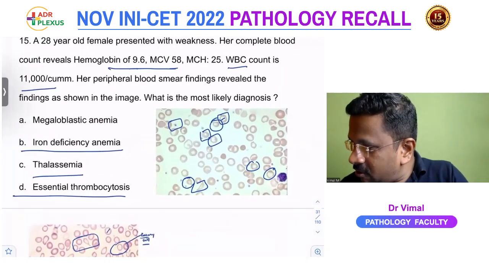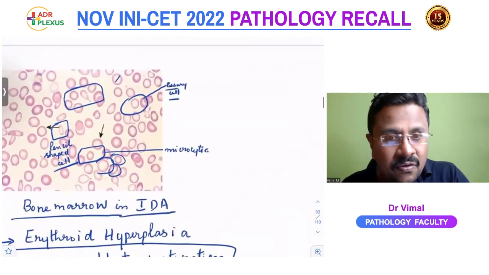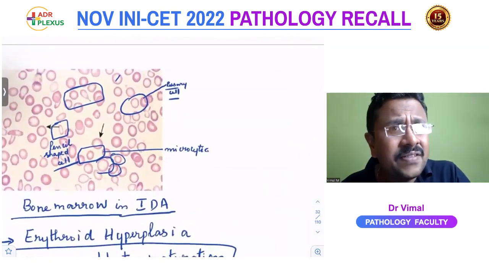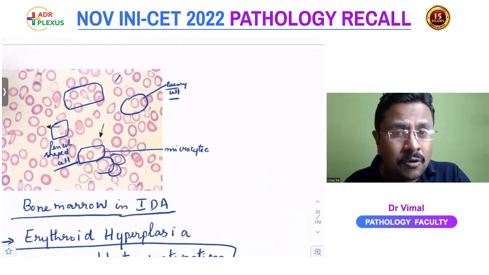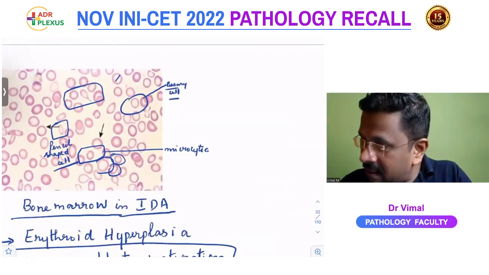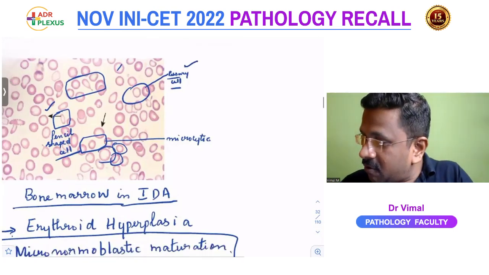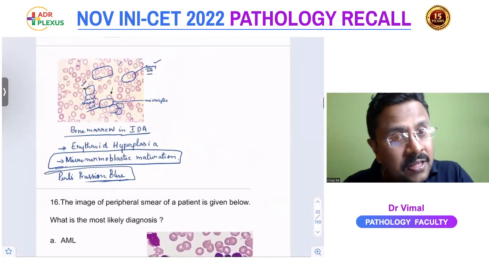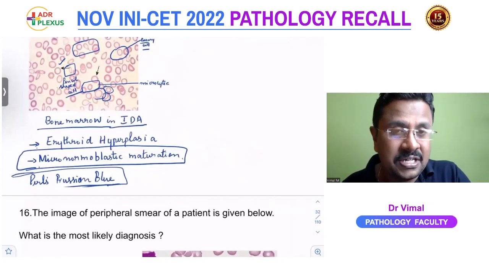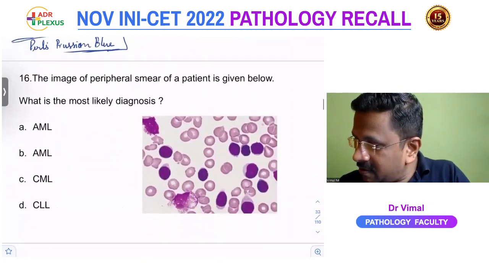We have also discussed the various morphology of the cells which can be seen in a microcytic hypochromic anemia. We have discussed the pencil-shaped cells and also the pessary cells, and what all the findings in the bone marrow are, during our workbook discussion. So moving on to the next question.